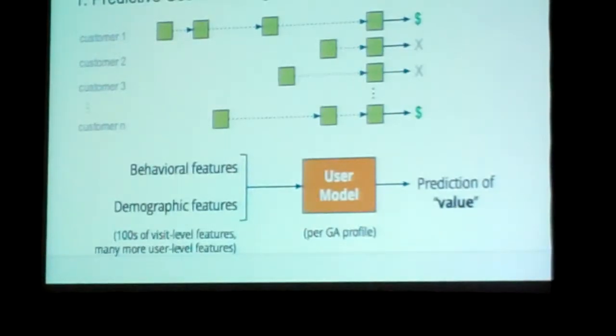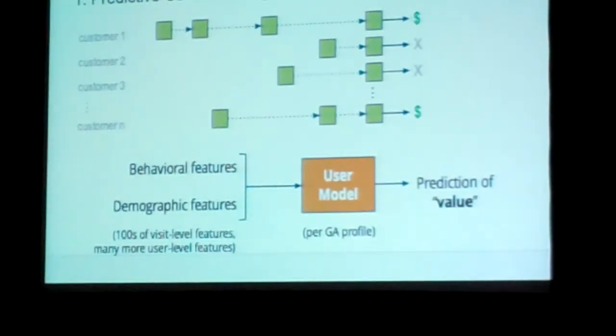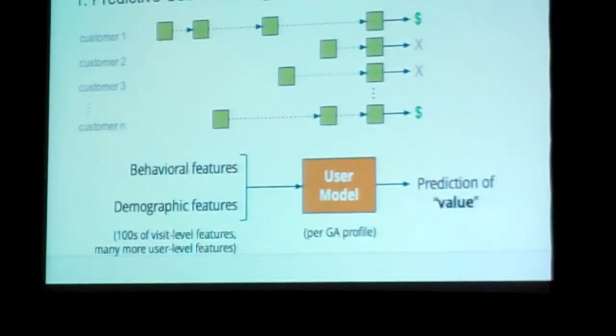For the first problem, what we want is to build a predictive user model. Given the entire history of all the customers on your site, all the visits that they have had, all the timing between the visits, as well as the outcomes of the visits, whether there was a conversion or not, we want to build a user model that can predict the value of an individual customer given a set of behavioral and demographic features for that customer. And in GA we have hundreds of such visit level features and many more user level features.